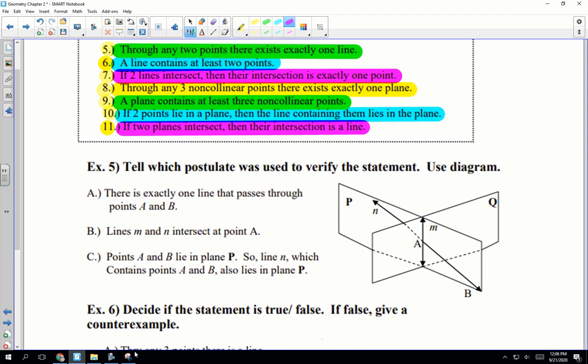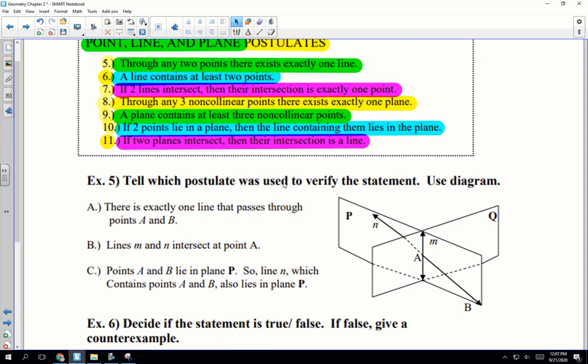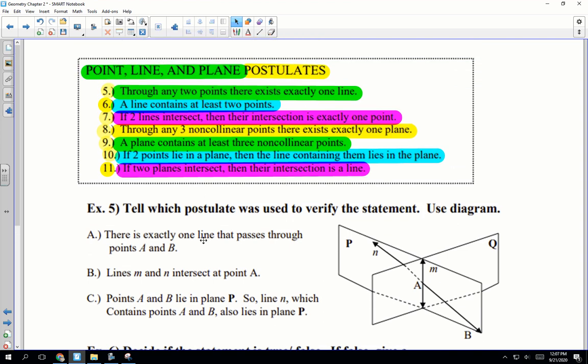So there is exactly 1 line that passes through points A, so point A is right here, and B. There's 1 line that passes through points A and B. So let's look up here and see if we can find a statement that has 1 line and 2 points. Oh, it's the very first one. Through any 2 points, there exists exactly 1 line. So we're going to put number 5.